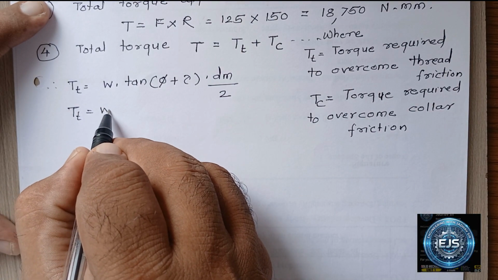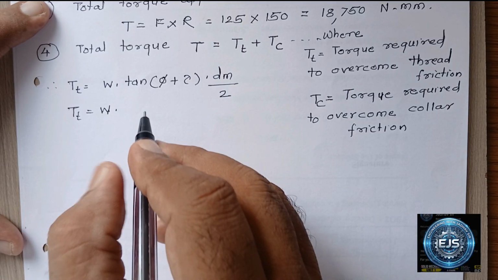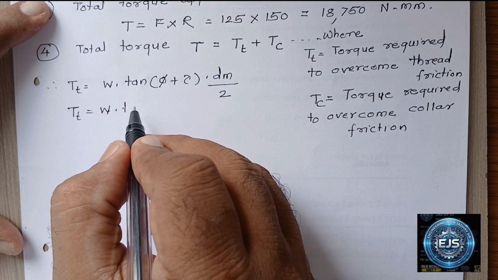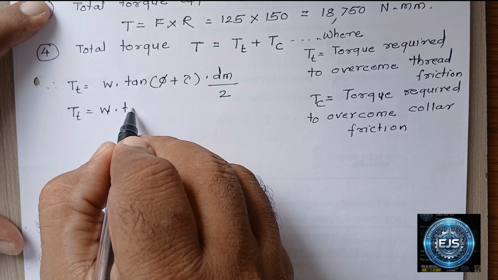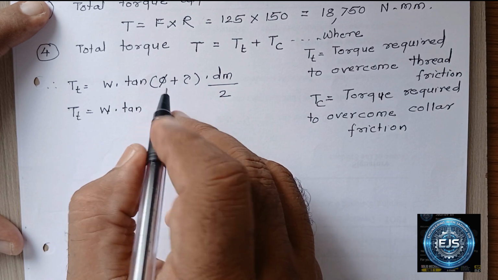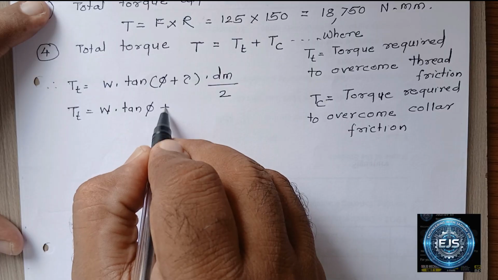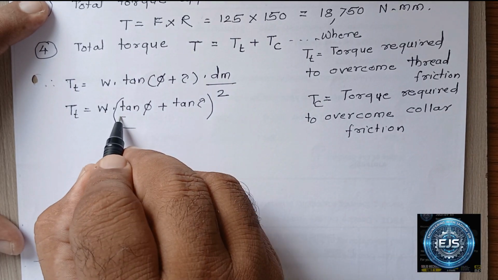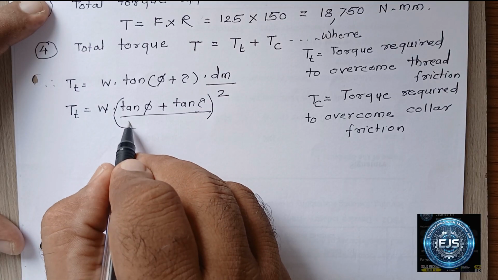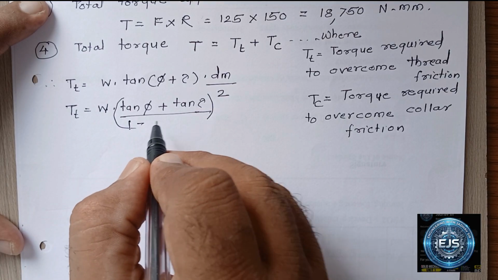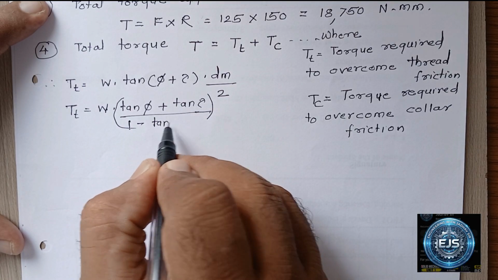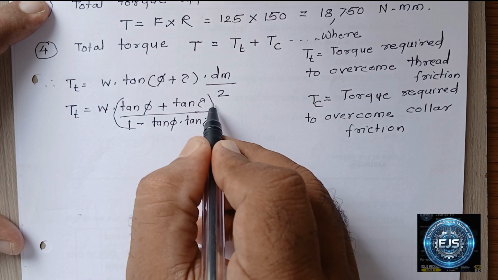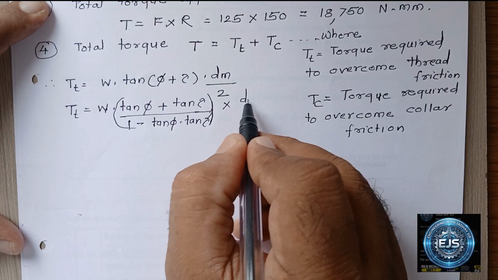W is the clamping force that we have to calculate. Tan of (φ + λ) can be written as tan φ plus tan λ, divided by 1 minus tan φ into tan λ. This is the formula for tan of (φ + λ), and it is multiplied by mean diameter divided by 2.